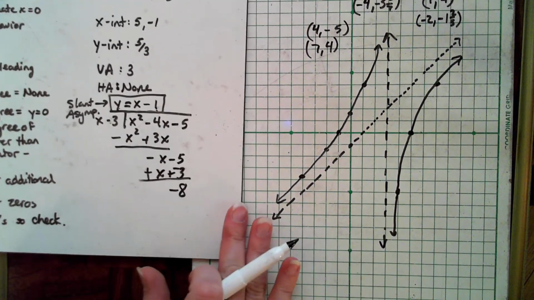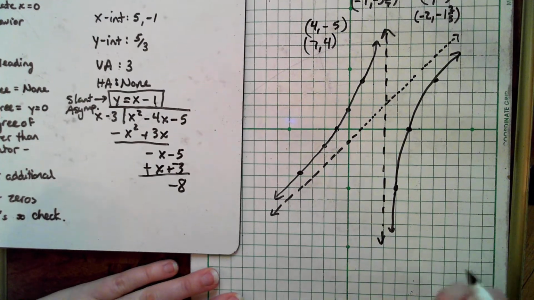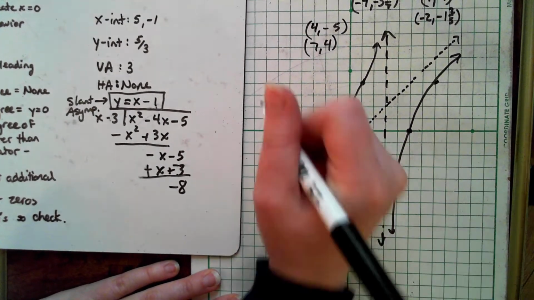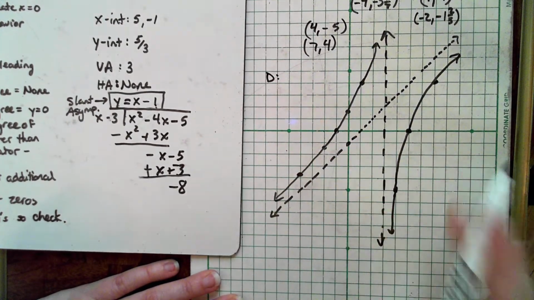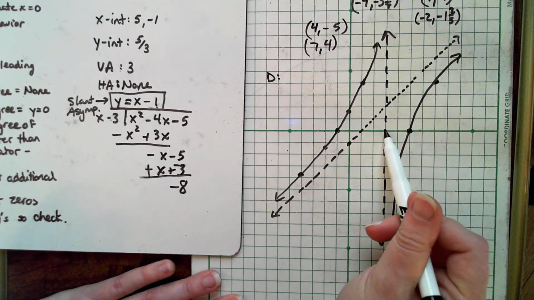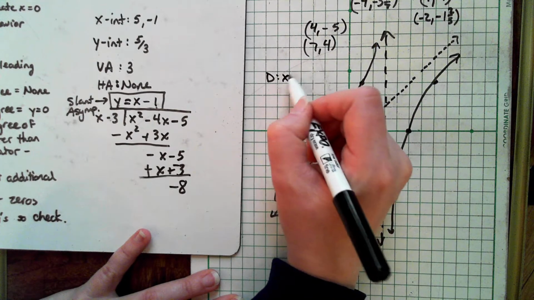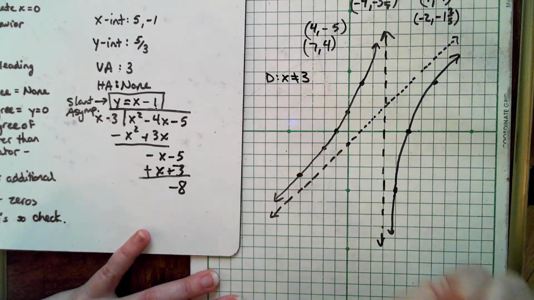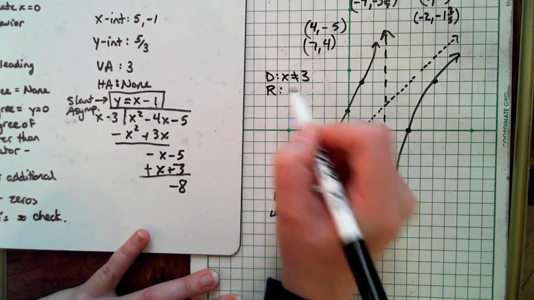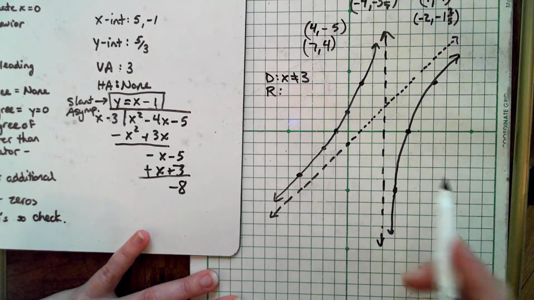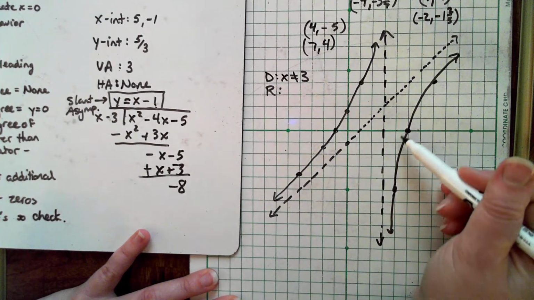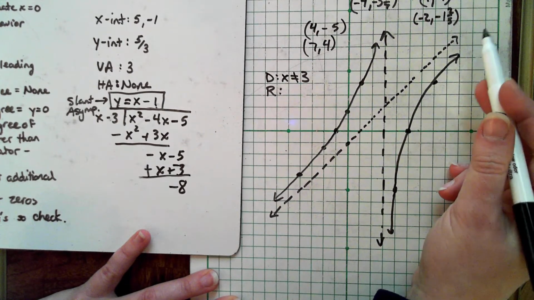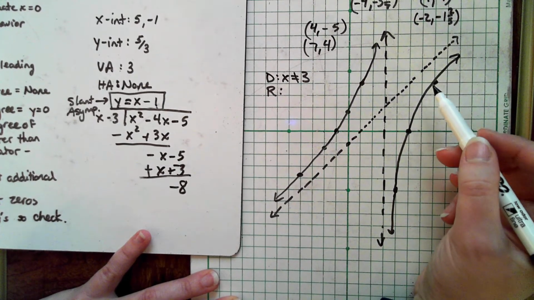So, in our domain, let's start there. I'm allowed to put in any x value I want except this vertical asymptote value, which was 3, so x does not equal 3. For my range, I did not have any horizontal asymptotes. Notice, if I look at this part of the function, it's going down forever, and it's going to continue to head upward forever. That makes it look like the range is all real numbers.